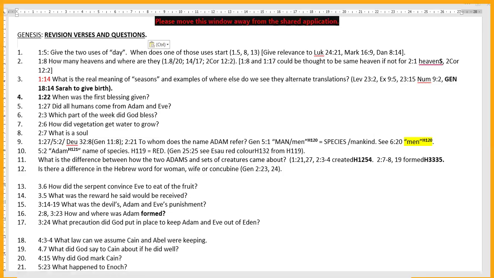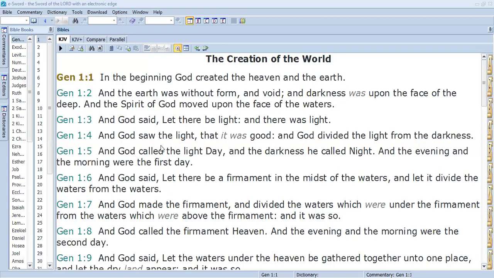Let's look at chapter 1, verse 5. Genesis 1:5 says, and God called the light day, and the darkness he called night, and the evening and the morning were the first day. So the light part is called one use, and the whole evening and morning part is also called day. So there are two uses of the word day.